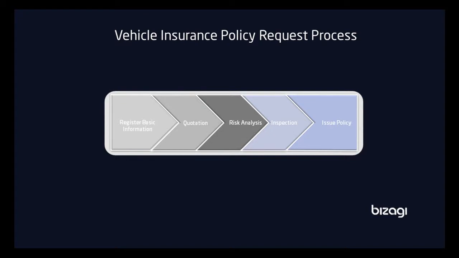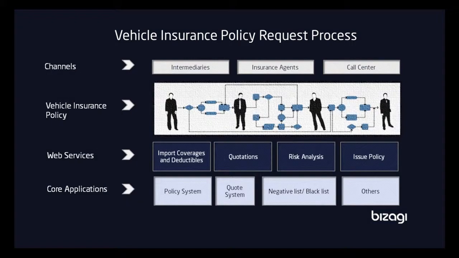The Vehicle Insurance Policy Request process offers a solution that can be easily adapted to meet the needs of insurance companies and enables the control of vehicle insurance sales from the application to the issue of the policy, guaranteeing compliance with the company's policies, and organizes not only the human resources but also the technology in order to offer a better service to the customer.